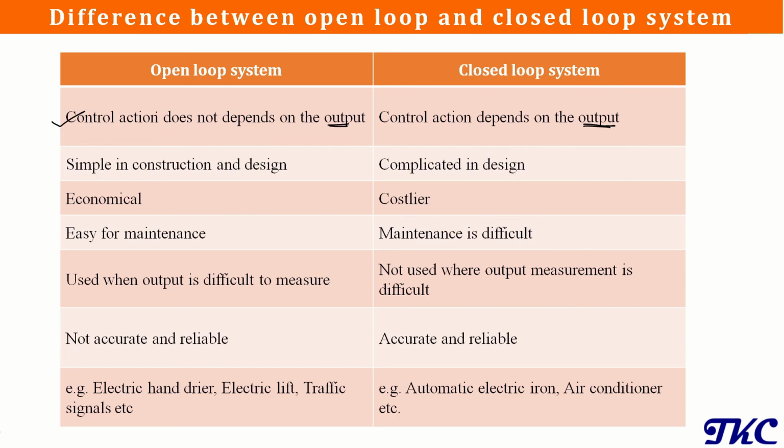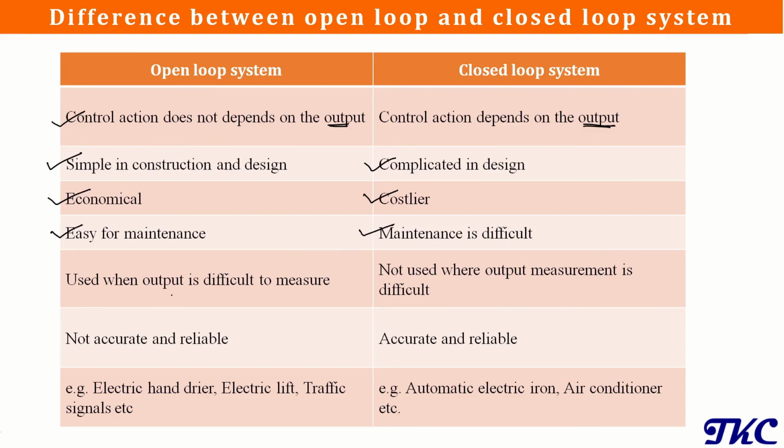Now when we talk about the open loop system, they are simple in construction and design also, but closed loop systems are complicated in design because they involve more components. Because of the simplicity, open loop systems are economical, and because of the complexity, closed loop systems are costlier. Since open loop systems do not have many elements and are not complex, they are easy to maintain. For closed loop systems, maintenance is difficult.